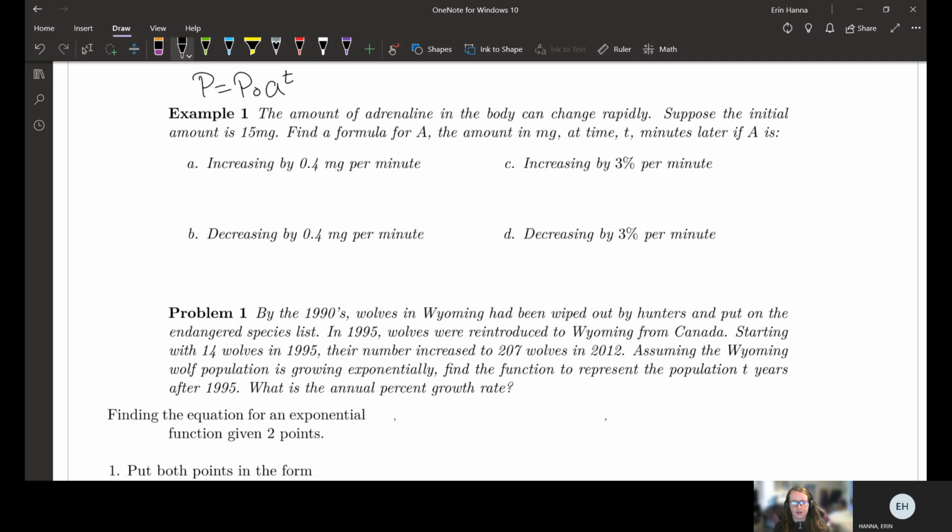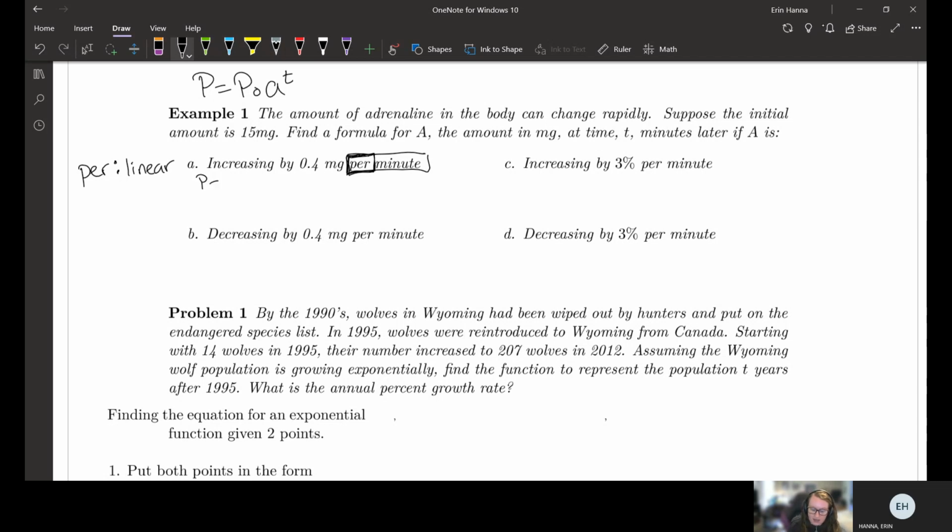So A says increasing by 0.4 milligrams per minute, and specifically the word per here is going to be our big tip off. This is actually not exponential. This is actually linear. If you ever see the word per, it's most likely going to be linear. By most likely, I say approximately 98% of the time. So since we have per here, this is actually representing a linear function.